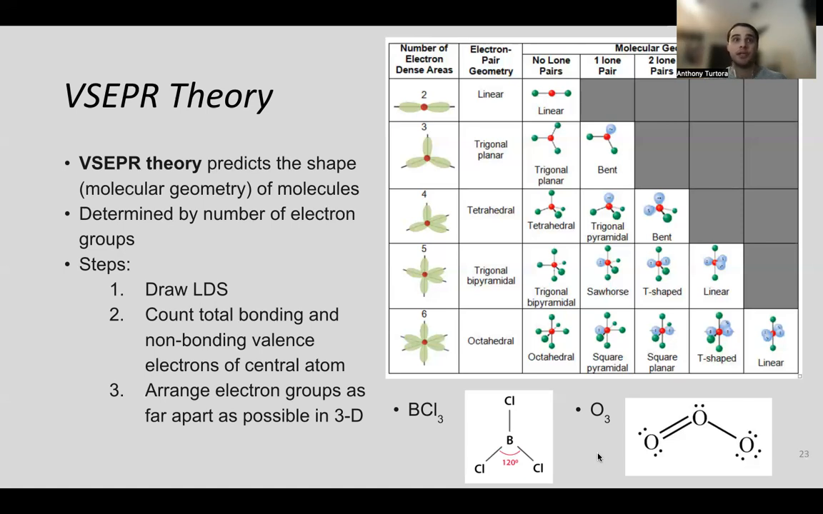For BCl3, when I draw the Lewis dot structure, this is what you see here. You can see that there are 6 bonding electrons, so it's going to be trigonal planar, and the molecular geometry is also trigonal planar. For O3, which is ozone, there are 3 electron groups. Therefore, it's still trigonal planar, but we have a non-bonding pair of electrons making it bent, which is what you see here. So the electron geometries will be the same, but the molecular geometries will be slightly different.